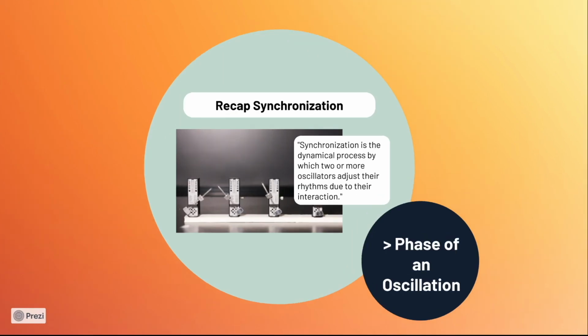Synchronization is the dynamical process by which two or more oscillators adjust their rhythms due to their interaction. In other words, elements which are coupled in a dynamical system tend to synchronize their behavior spontaneously and without any leader. This phenomenon can be seen in many systems. A commonly used example are the metronomes, which are connected to each other through a bar and slowly adjust their rhythms so that they tick synchronously.